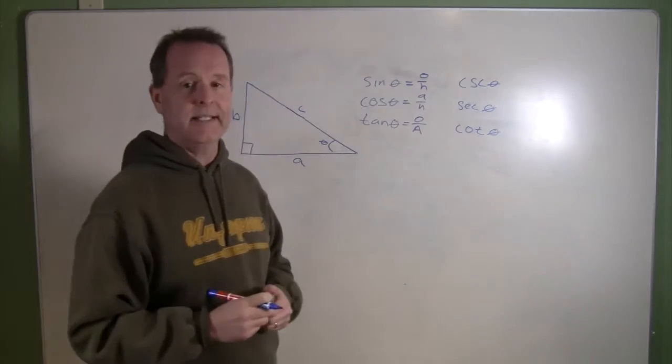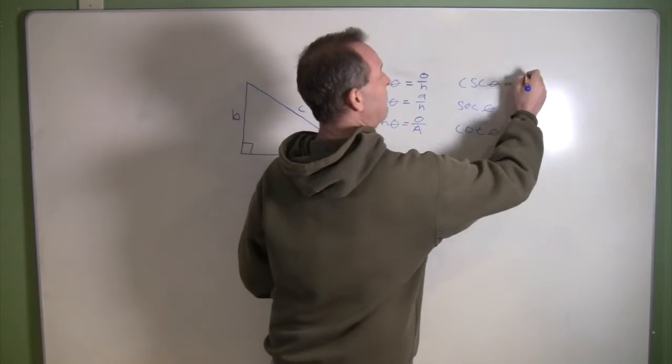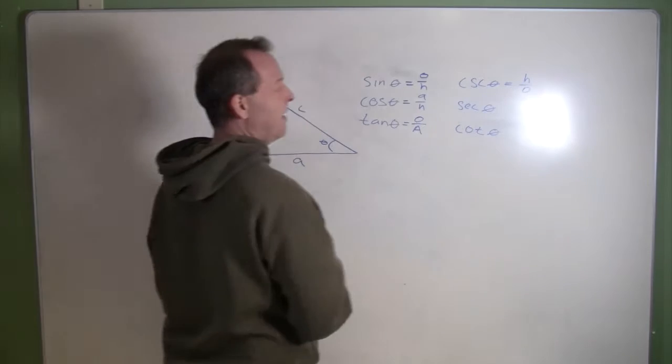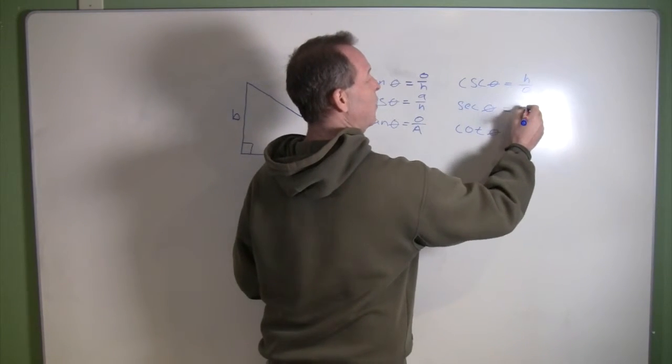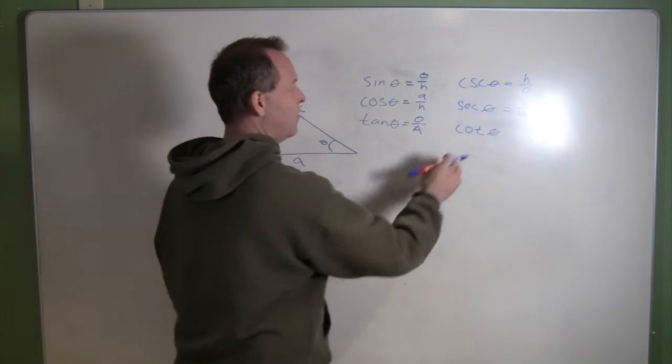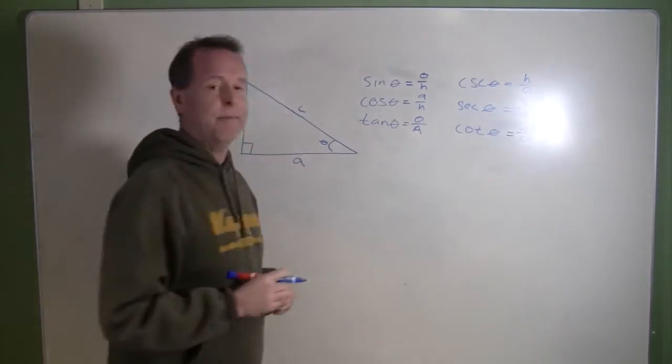The cosecant is a ratio of the hypotenuse over the opposite. The secant is a ratio of the hypotenuse over the adjacent side, and the cotangent is the ratio of the adjacent side over the opposite.